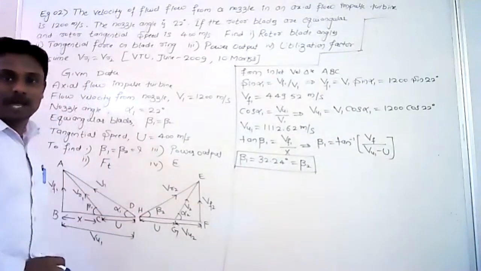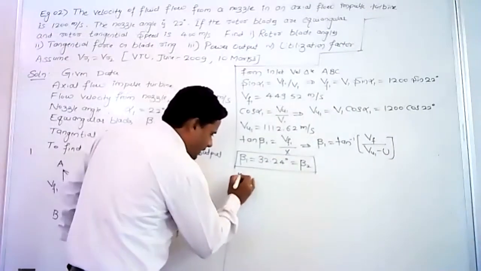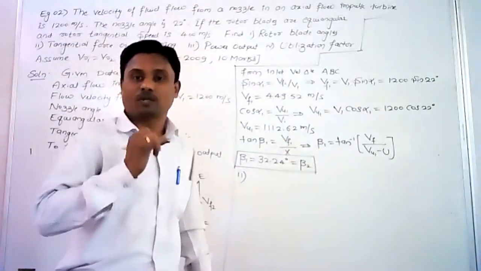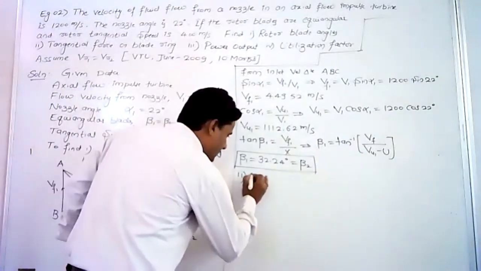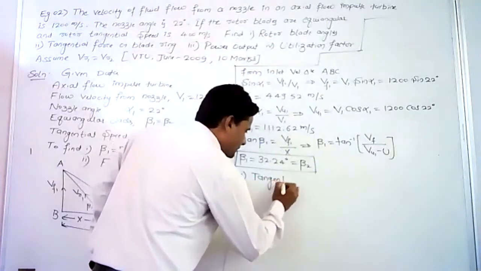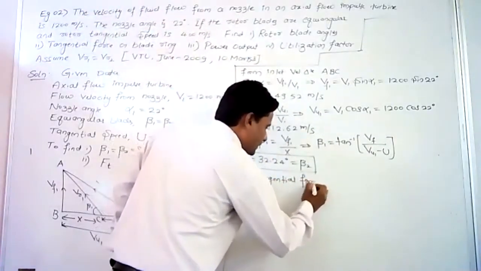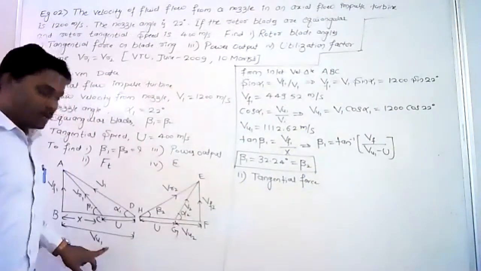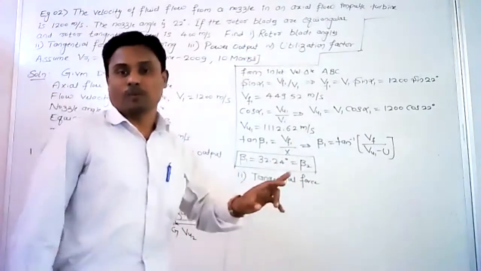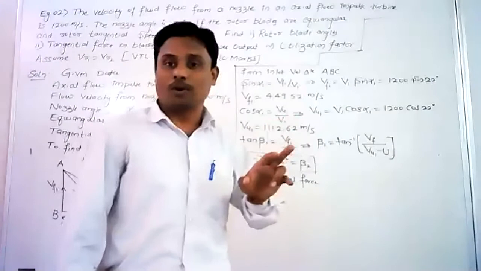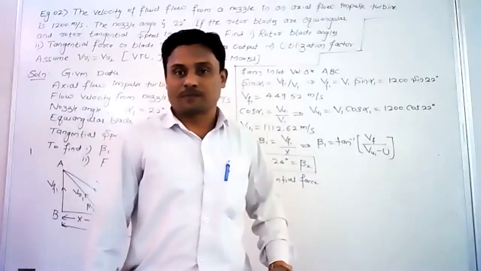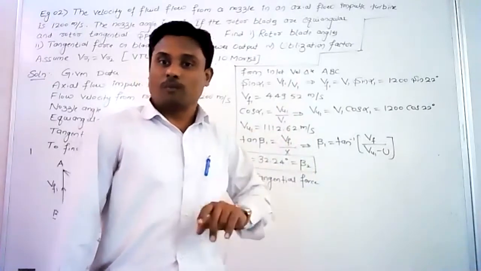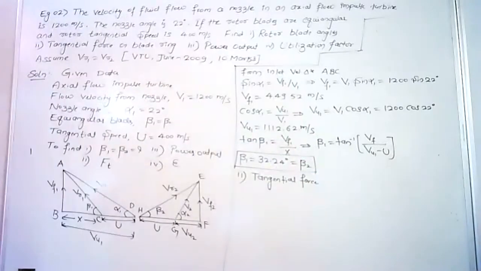Now the second bit is Ft. Ft is nothing but the tangential force. I repeat, F suffix T is nothing but tangential force acting on the blade ring. To cause Ft, the change in the tangential velocity component, the change in Vu, is responsible for the tangential force.